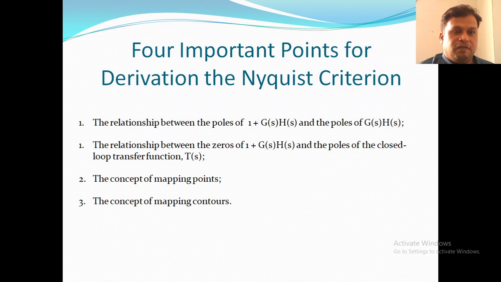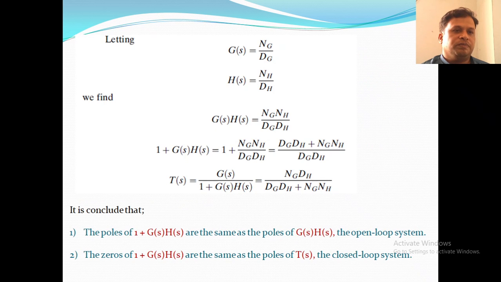Now we will discuss the 4 important points for derivation of the Nyquist criteria. The relationship between the poles of 1 plus g of s into h of s and the poles of g of s into h of s. The relationship between the zeros of 1 plus g of s into h of s and the poles of the closed loop transfer function t of s. The concept of mapping points and the concept of mapping contours.